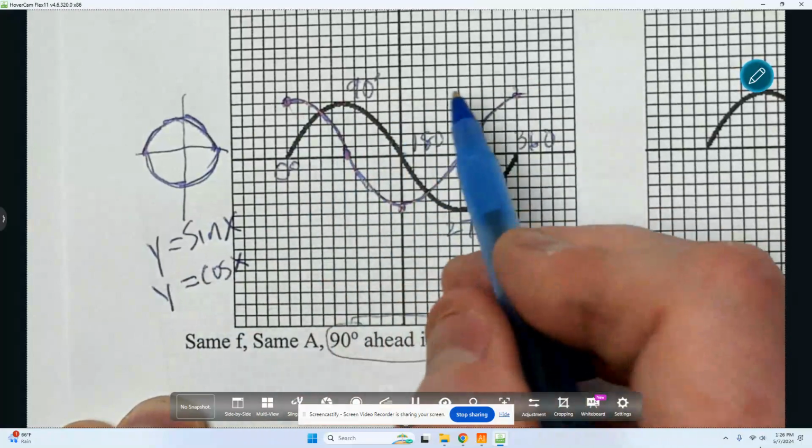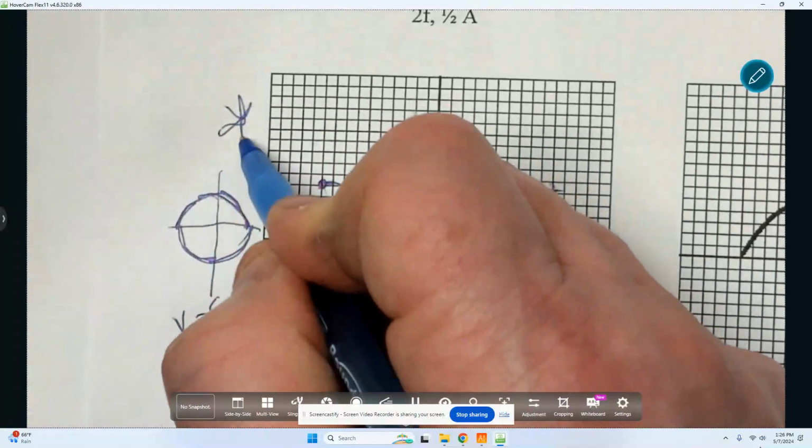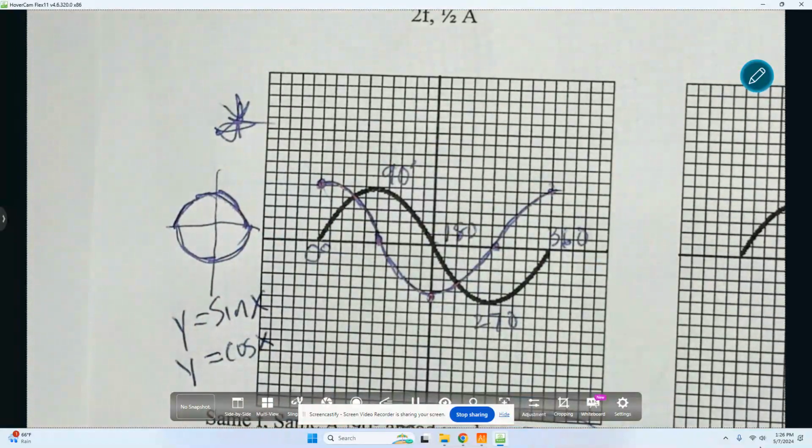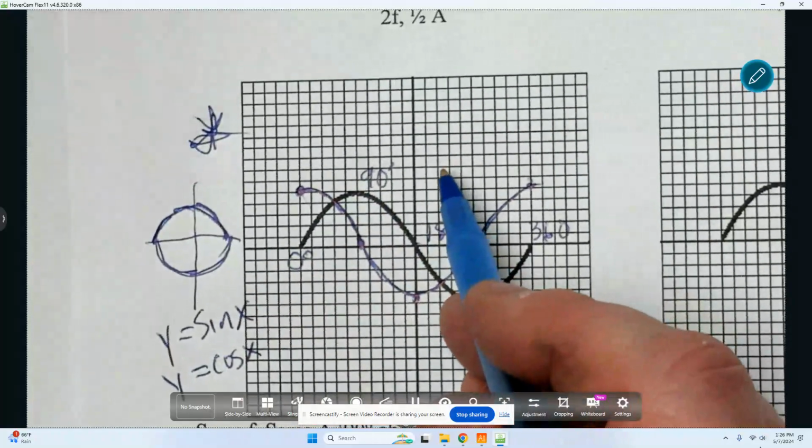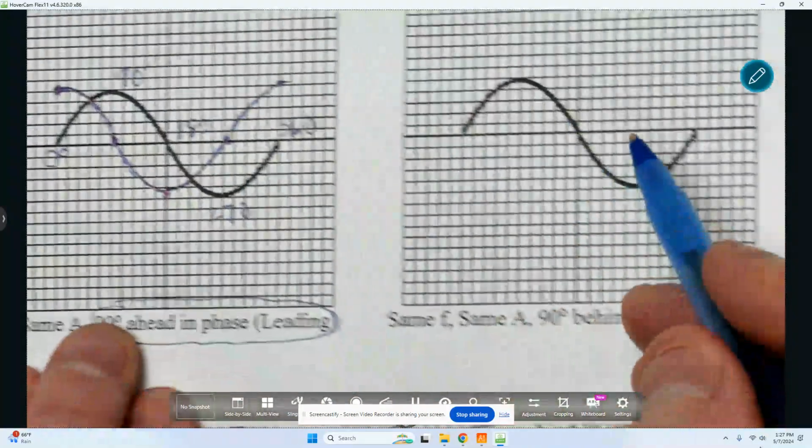They're only different by a shift. Okay? Now, you can put an asterisk by this. This is not a quiz question or an exam question. You don't have to worry about shifts this way. It's more of an extension. I'd like you to try this one.